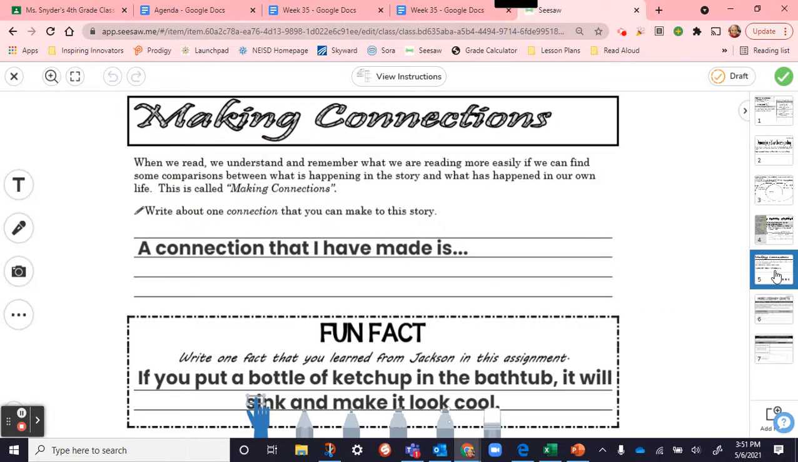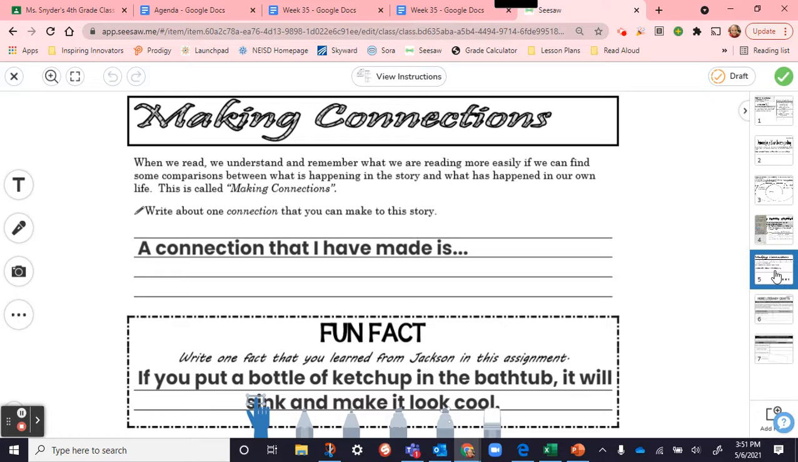On page 5, we wrote a connection that we've made so far in the story. So it says, when we read, we understand and remember that we are reading more easily if we can find some comparisons between what's happening in the story and what has happened in our own life. So this is called making connections.